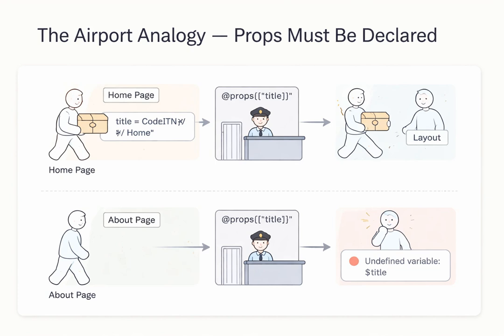The checkpoint verifies, is this the right person? Is everything in order? Only then do they get through. In the same way, the layout file has a checkpoint, the @props declaration. If the home page passes the title prop and the layout declares it, everything works fine. But if the About page calls the same layout without passing the title prop, the layout has no idea what $title is, and you get an undefined variable error. The checkpoint catches the problem.